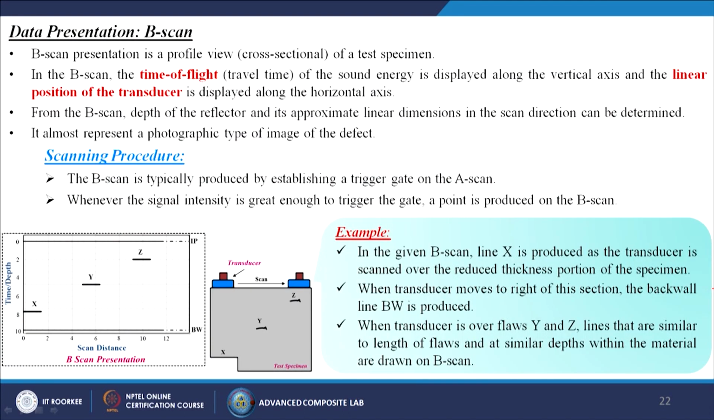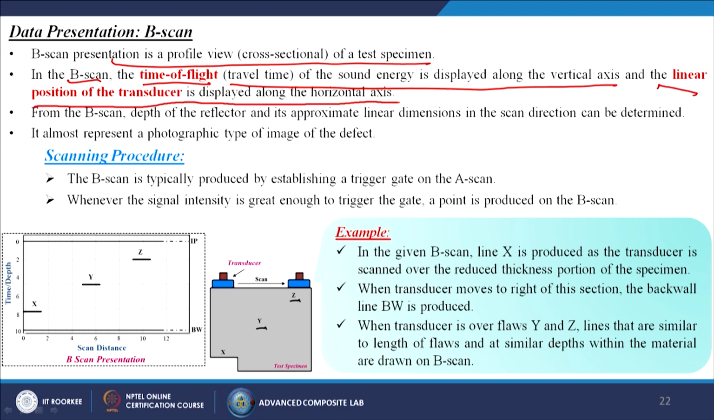Data presentations, B scan. B scan presents a profile view, a cross section of the test specimen. In the B scan, the time of flight, the travel time of the sound energy, is displayed along the vertical axis and the linear position of the transducer is displayed along the horizontal axis. From the B scan, the depth of the reflector and its approximate linear dimensions in the scan direction can be determined. It almost represents a photographic type of image of the defect.